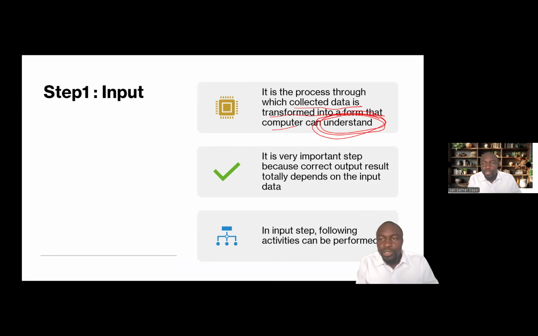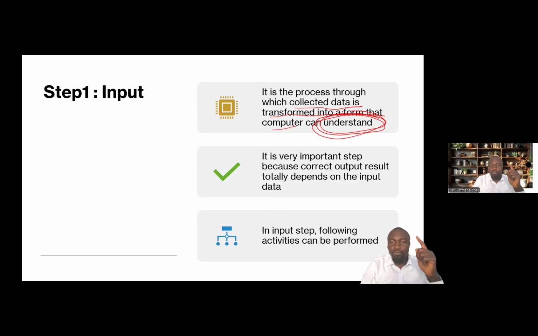This is like your native language. Remember, we said the computer has its language, and the main language of the computer is the machine language. The machine language is binary, where you have zeros and ones and things like that. So the input process is where you collect or receive the data, and then you convert that data into a form that the machine will understand. That is the input process.